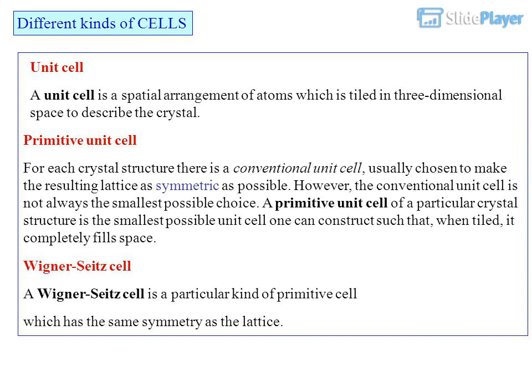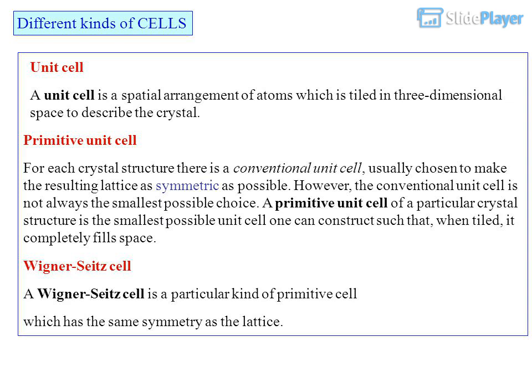Primitive unit cell. For each crystal structure there is a conventional unit cell, usually chosen to make the resulting lattice as symmetric as possible. However, the conventional unit cell is not always the smallest possible choice. A primitive unit cell of a particular crystal structure is the smallest possible unit cell one can construct such that, when tiled, it completely fills space.